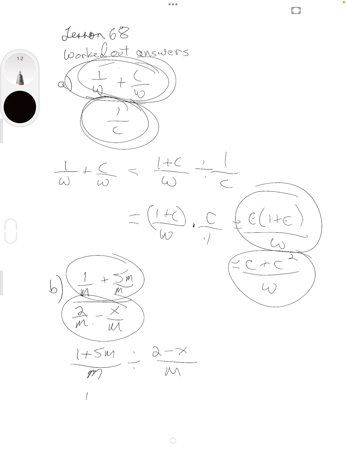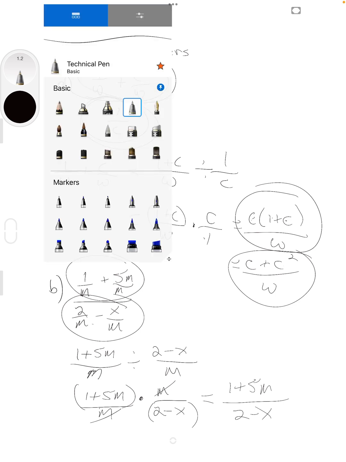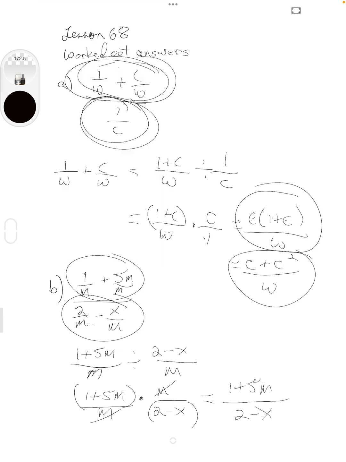Well, that is not good. 1 plus 5M over M. I don't divide fractions. I multiply times the reciprocal of fractions. So think of those, they're all kind of together. But notice, M over M cancels. So I'm going to end up with 1 plus 5M over 2 minus X. That's practice problem B, and that is the answer.